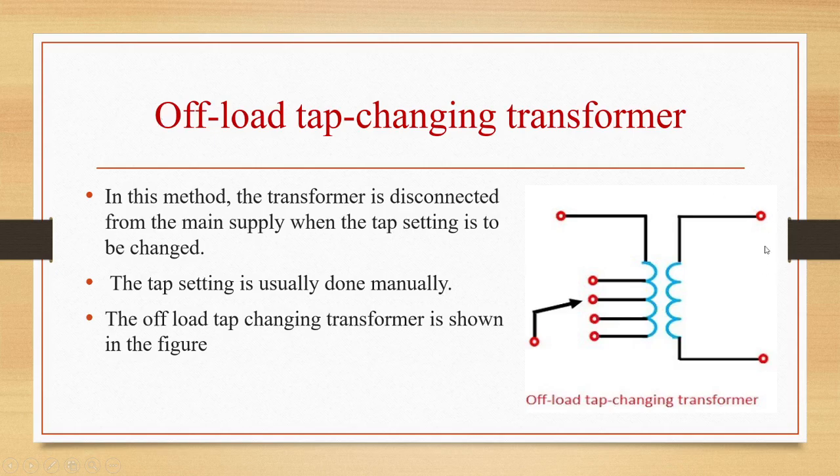Off-load means there is no load applied here. In this method, the transformer will be disconnected from the main supply when the tap setting is to be changed. This is very important, students: the transformer should not be connected to the supply whenever we are changing the tapping. We cannot switch on and change the tapping. We have to switch off the supply and change the tap setting. Tap setting is usually done manually. So manually only we are going to set the tappings. The off-load tap changing transformer is shown in the figure.